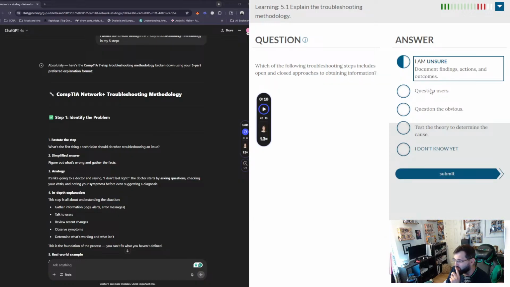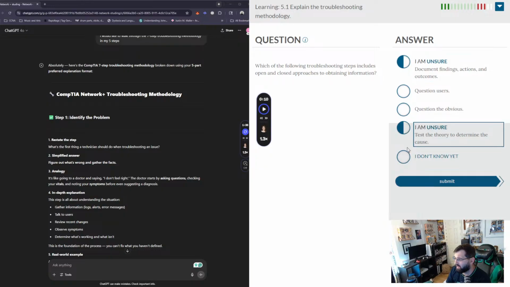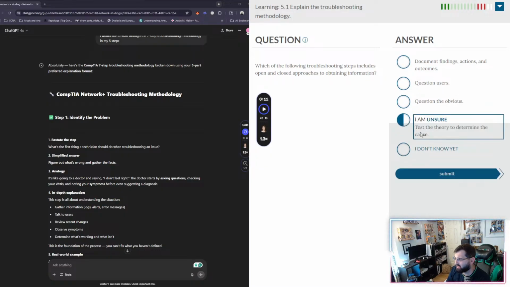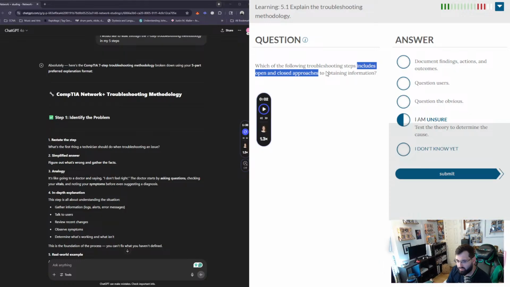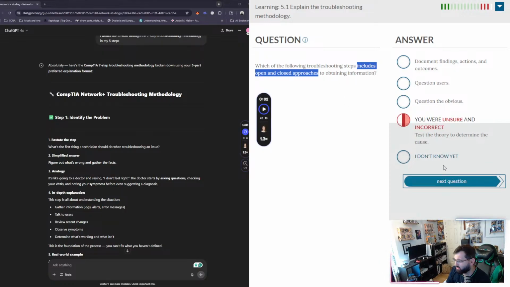Open and closed approaches. Questioning users, questioning the obvious. Test the theory to determine. I'm going to say that I think it's test the theory to determine. It makes the most sense, right? Because what's tripping me up is that it says includes open and closed approaches. I don't know what open and closed approaches are, meaning that you're trying something and then you're not trying something. I was wrong. Fantastic. Let's move on.